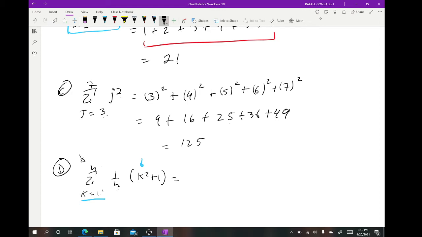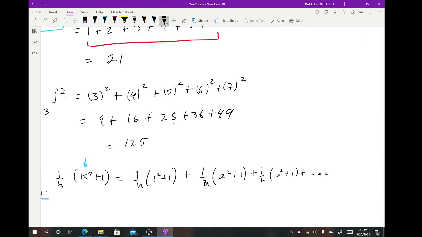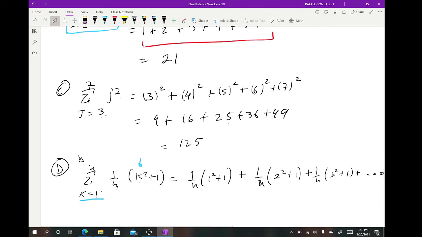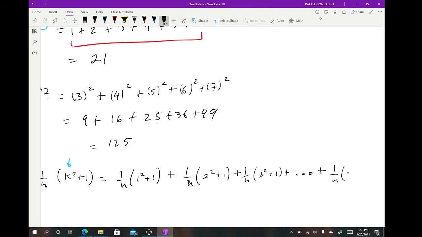So what do we have here? Well, since our sum begins at 1, we have 1 over n times 1 squared plus 1. Remember, we're substituting for k values here. Plus 1 over n times 2 squared plus 1. Plus 1 over n times 3 squared plus 1. Plus, and it continues on forever until you get to 1 over n. And what is the last term that you plug in? n, whatever term that is, and you square it and you add 1. So you add all these terms until you get to 1 over n times n squared plus 1.